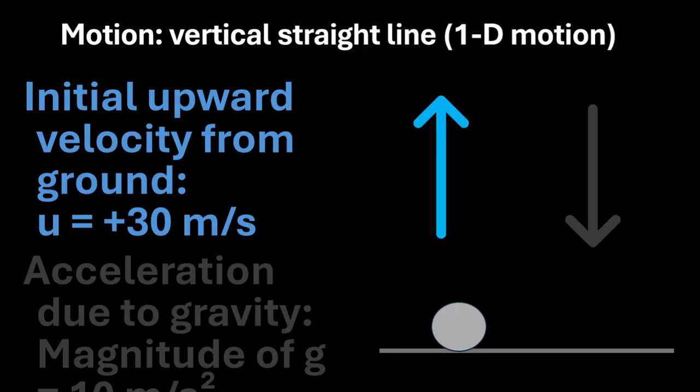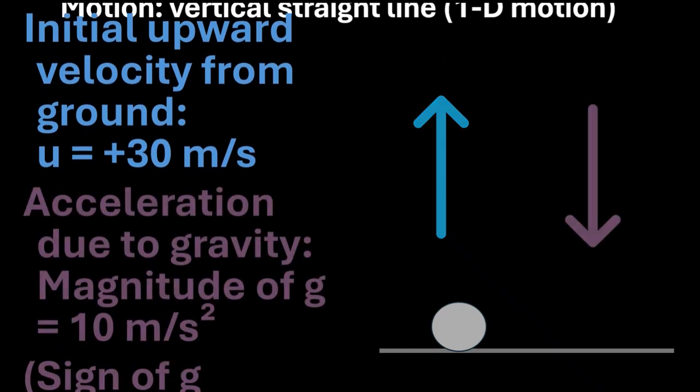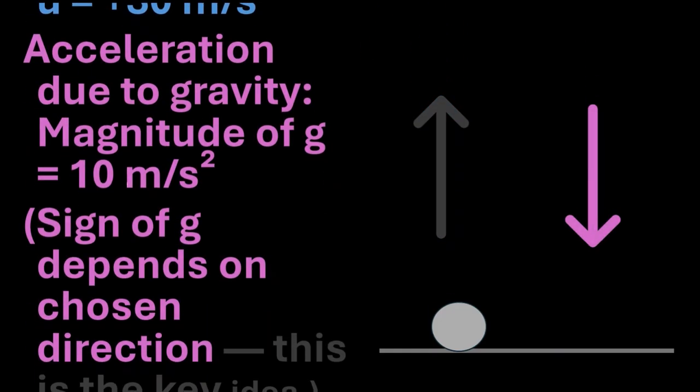Imagine a setup wherein a ball from the ground is projected upwards, in a vertical straight line, a vertical projectile, and it is launched with a velocity of u equal to 30 meter per second upwards. We know that acceleration due to gravity will be acting downwards with 10 meter per second square. And of course, the sign of g will depend on the chosen direction.